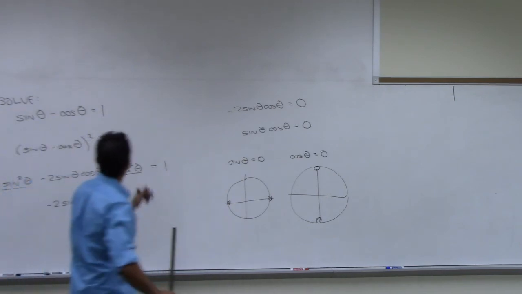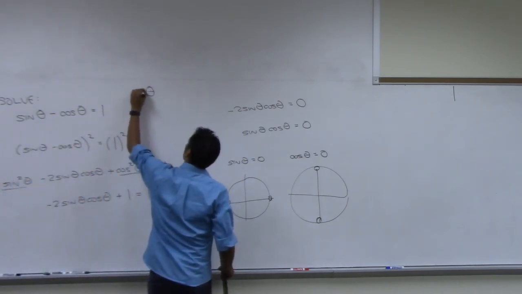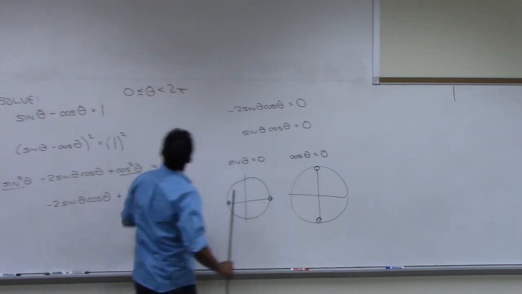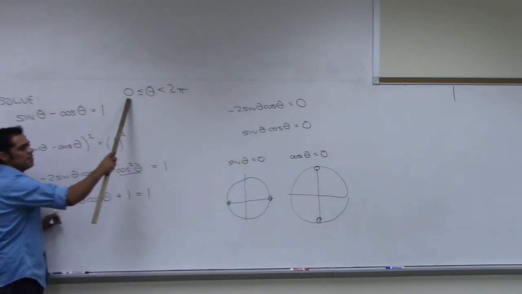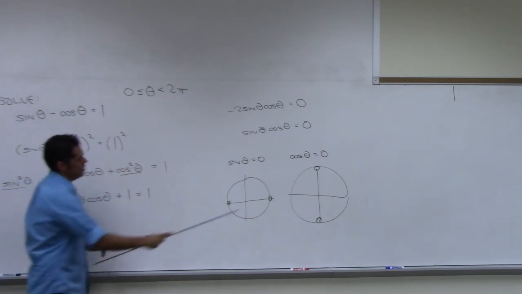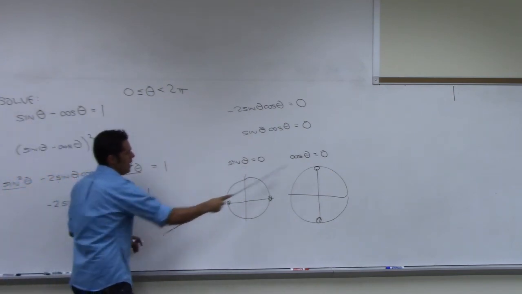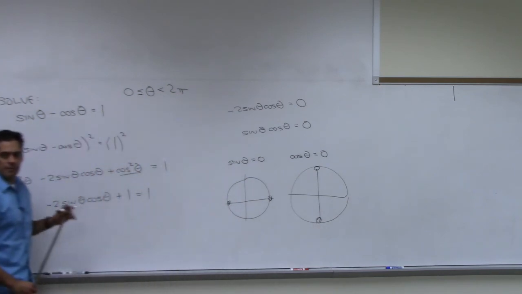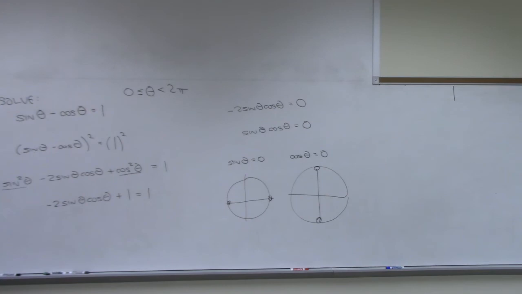They want the answers theta greater than or equal to 0, less than 2 pi. So they say it's okay to include 0, but do not include 2 pi. So we would have 0, pi over 2, pi, 3 pi over 2, and that's it. Those would be our answers. Write it down, box it.